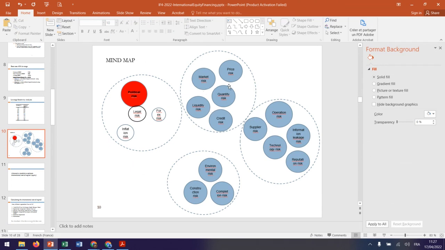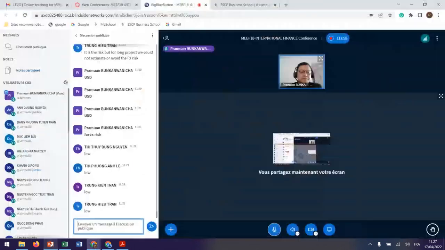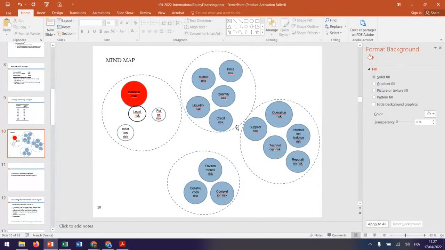Somebody talked about market risk, quantity, liquidity, credit risk, and so on and so forth. Which one do you think is the most important in this second circle? If you want to identify the major one, what do you think? What do you think is the major risk related to market risk, or price risk, quantity risk, and so on, in the second box, second cluster?